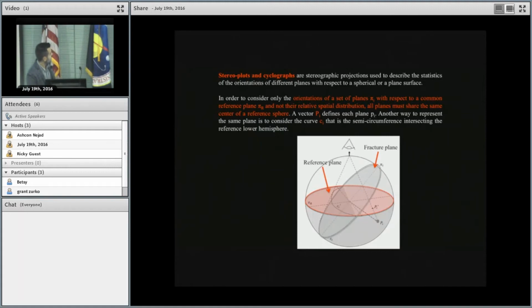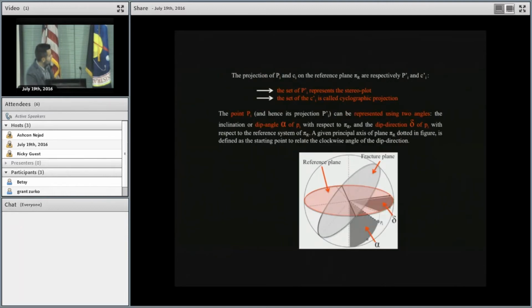So here we have a reference plane, here we have a fracture plane, and once we have a vector right here, that's the perpendicular one, and the intersection of this one with a sphere, we define a vector which is called Pi, and then we also have the set of lines that are here, and this is called the cyclograph. This is considered the curve, the C1 right here, and this is the projection that we see looking north. So the projection of Pi, the set of Pi, is called stereoplot, and the set of Ci is called cyclographic projection.